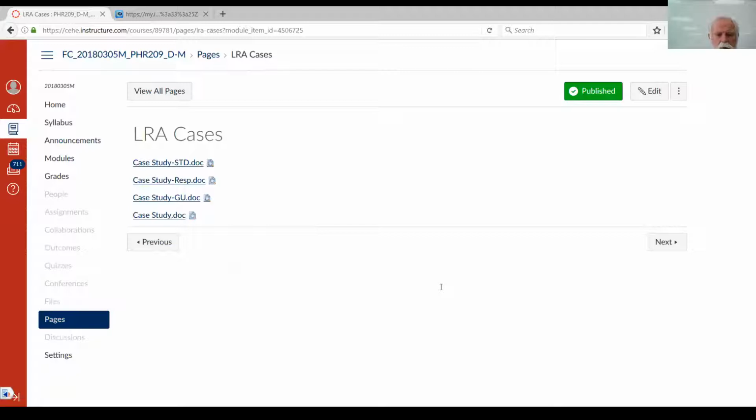You'll note that in your scenarios, there are a lot of medical abbreviations. If you don't know what an abbreviation means, find out, because the information here, all of it is important.